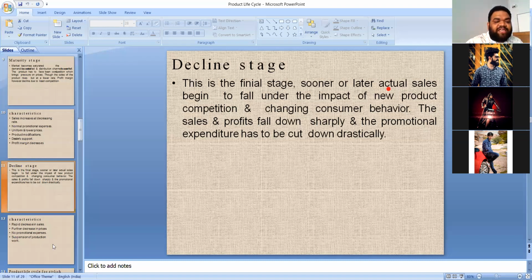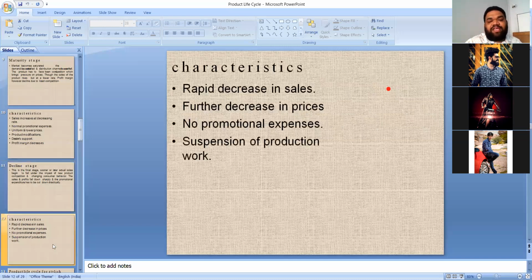So let us see the characteristics. The characteristics are a rapid decrease in sales, further decrease in prices, no promotional expenses, and suspension of production work.